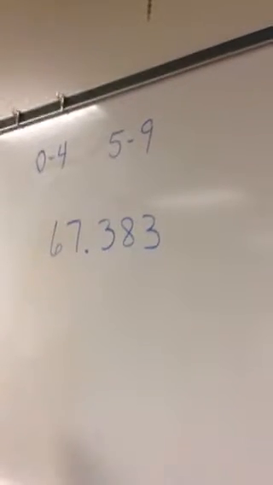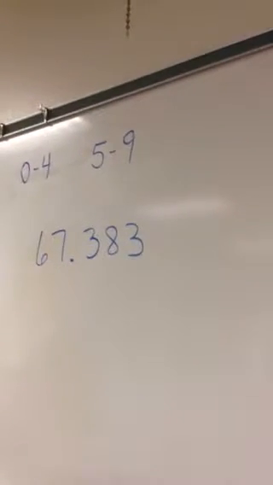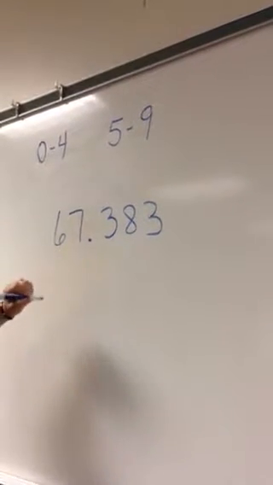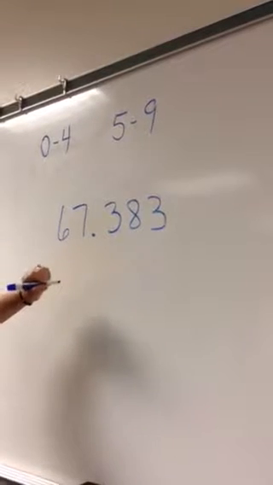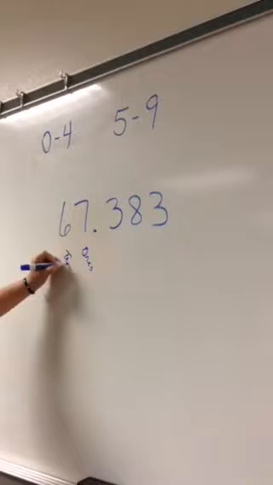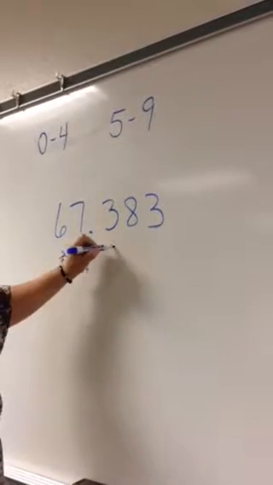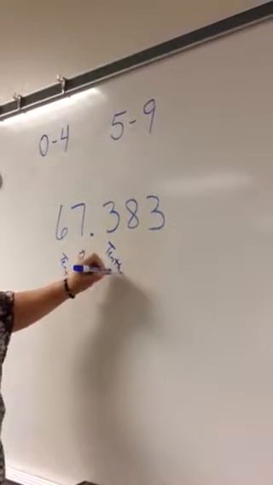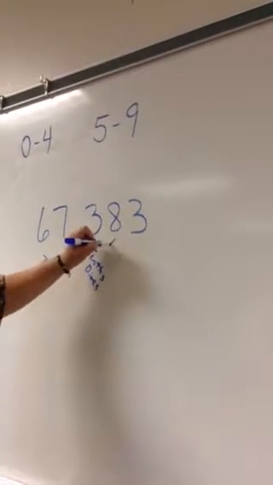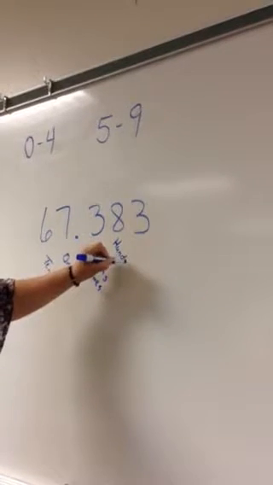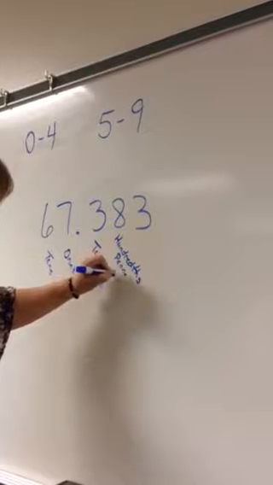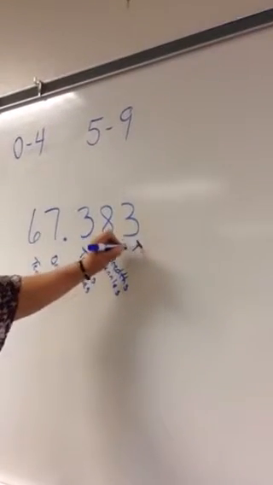So you have to know your place value. What would be probably good is if you could label your place value, and so I'm going to do that really quick. This is the ones column. This is tens. Then this is the tenths, and we call this dimes. This is the hundredths. We call this pennies. And this is the thousandths.